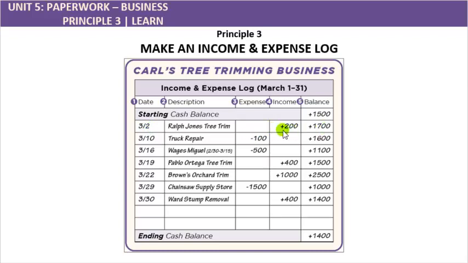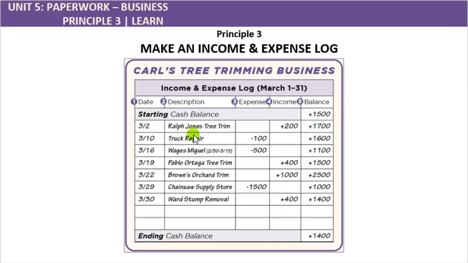On 2nd March, Carl earned 200. Like trimming Ralph Jones' trees. So a man called Ralph Jones came to Carl that he should trim his tree for him, and then he gave Carl's tree trimming business an amount of 200. So is it income? It's income because the money is coming in to Carl's business. So how did this money affect Carl's cash balance?